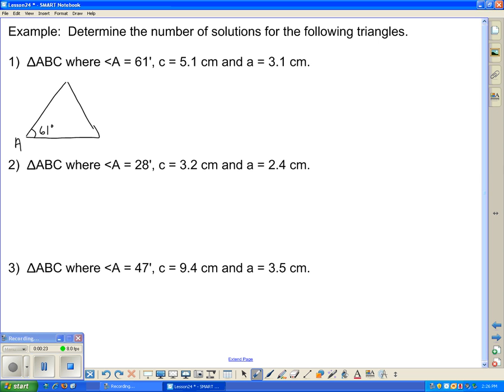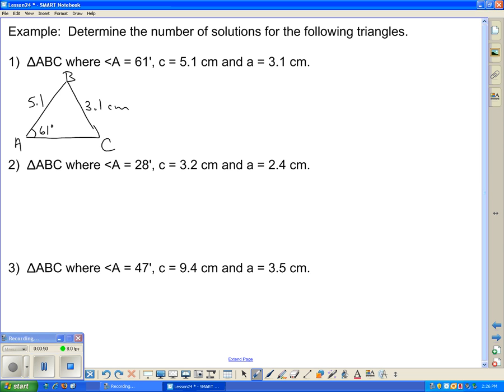Now I want to know the side length over here. And it's got to be in order here for me. So it has that C is 5.1 and A is 3.1. So I'm kind of locked in. I know this is A, 3.1 centimeters. I want to know this side length over here. So it's 5.1. So that's technically my C and this is my B.